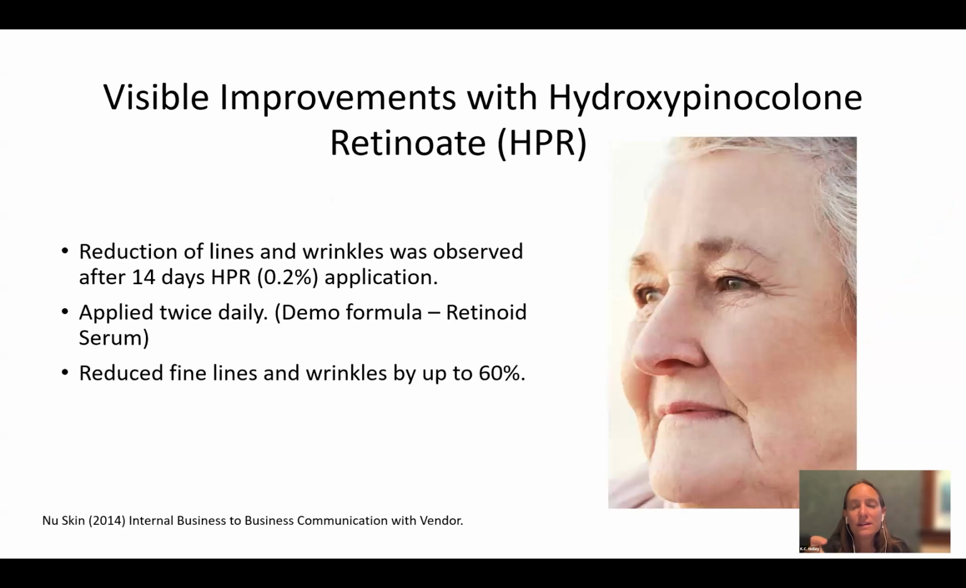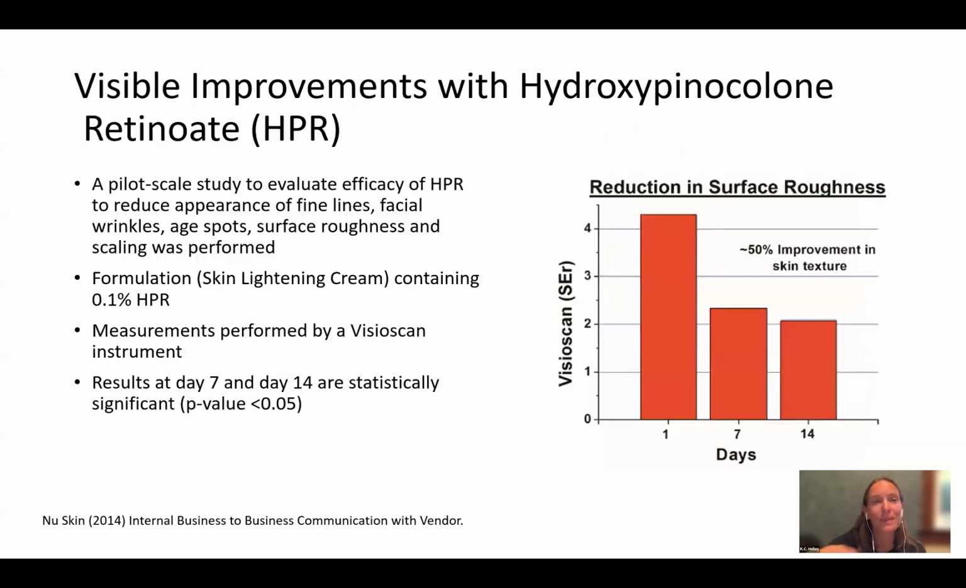So the ingredient information on this HPR shows that it has a reduction of lines and wrinkles, and that was observed in as quickly as 14 days, which is really, really fast. They've applied the serum twice daily, and that reduction in lines and wrinkles was up to 60%. That wasn't the average, that was the up to. So I just want to make sure that that's clarified. But that still has great potential.